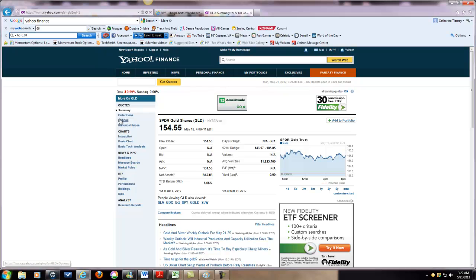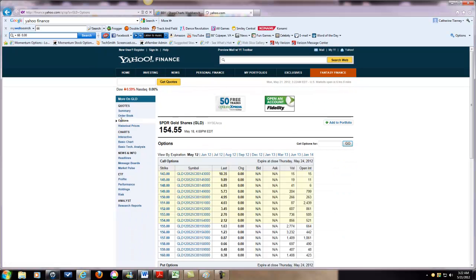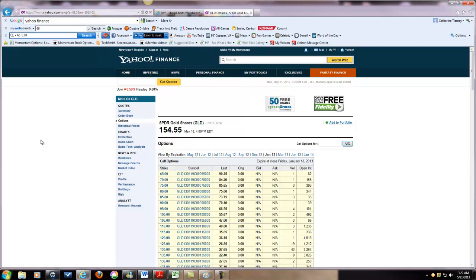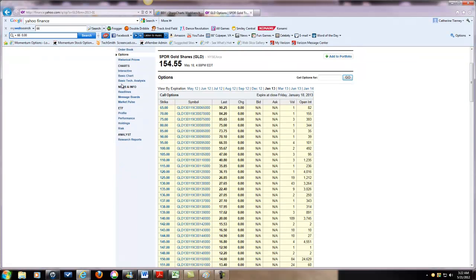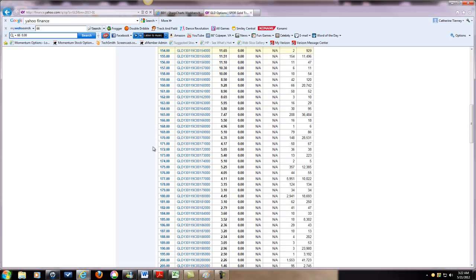So you could play the GLD here, and you could look at the longer term options. For me, I would probably look at the January options. There's some out there that say gold can go back to 2,000 by the end of the year. 1,800 is kind of my prediction. So this would put the gold shares near 180.